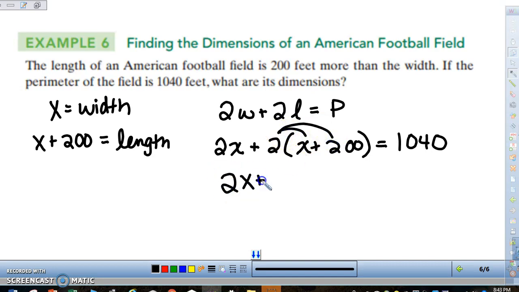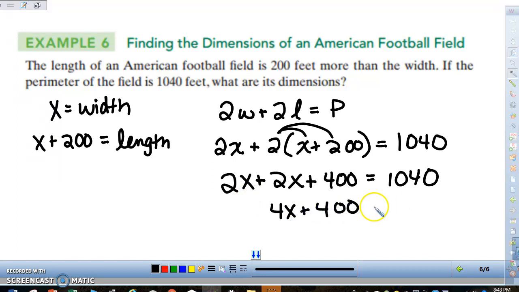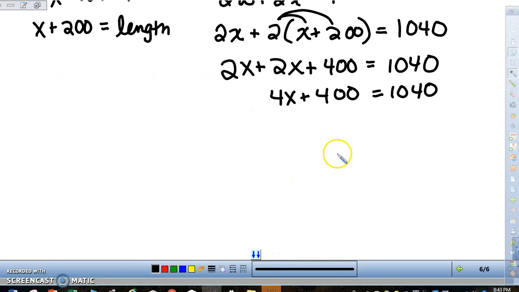Let's go ahead and go through the steps of solving. So we'll start with the distributive property. Combining like terms, 2x plus 2x is 4x. We'll go ahead and subtract 400 from both sides. And finally, we'll divide both sides by 4.